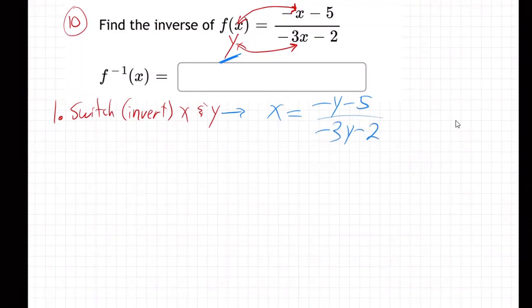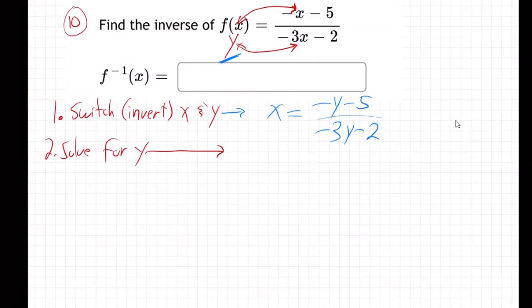So I just, again, switched x and y. Everything else stays put. I just invert. That's what an inverse function means, is a trading of x's for y's and y's for x's. Everything else stays put, okay? And then step 2, solve for y.